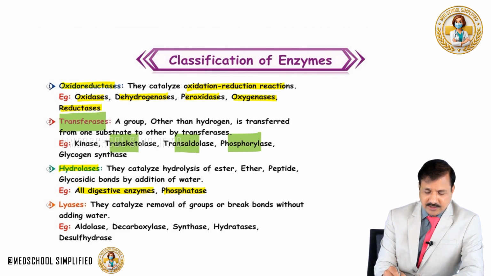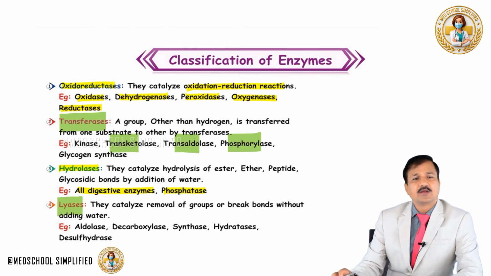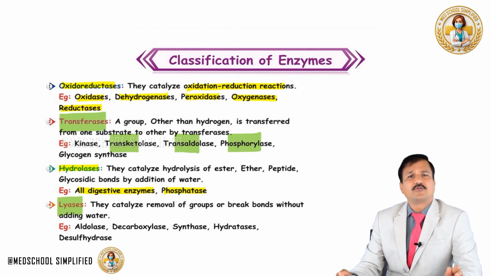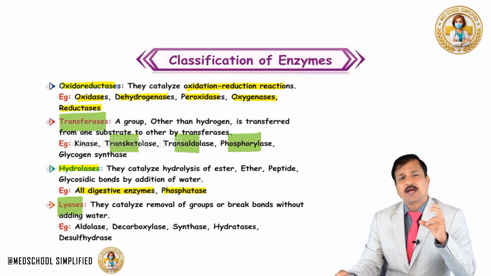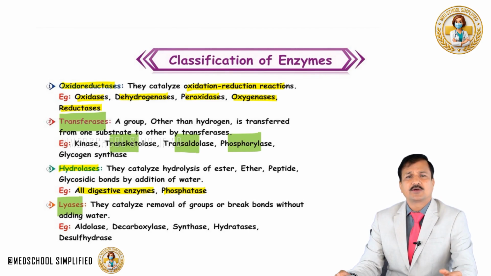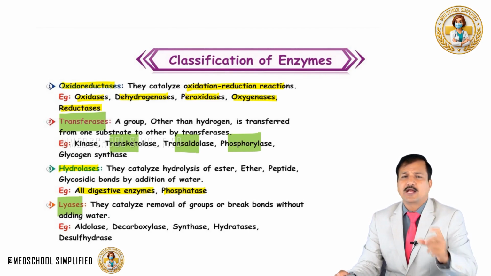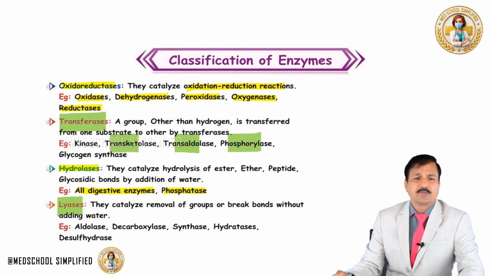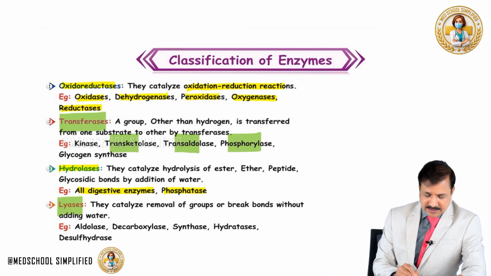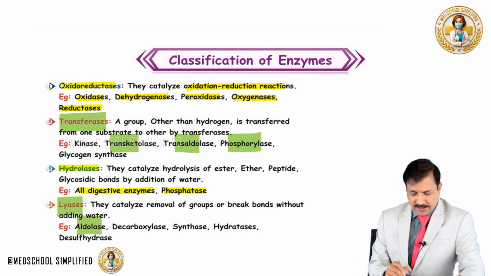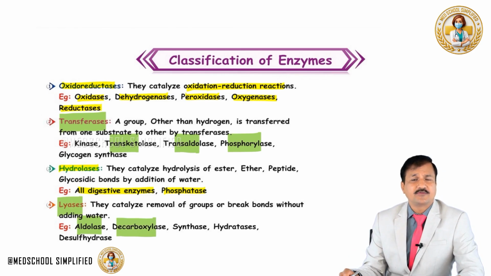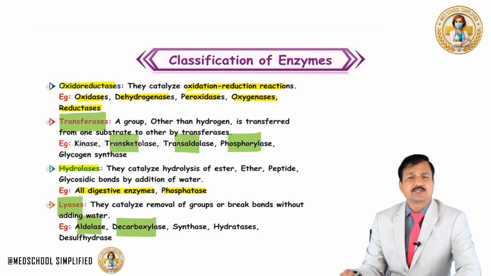Coming to our fourth category, it is lyases. Lyases catalyze the removal of groups or break bonds without adding water. So that's the difference between hydrolases and lyases. Hydrolases add water and break a molecule, whereas lyases do not add water but still break a molecule. An example of a lyase is aldolase, which comes in glycolysis and fructose metabolism. Decarboxylase, removal of carbon dioxide from an organic molecule, like histidine decarboxylase, where histidine is converted to histamine.